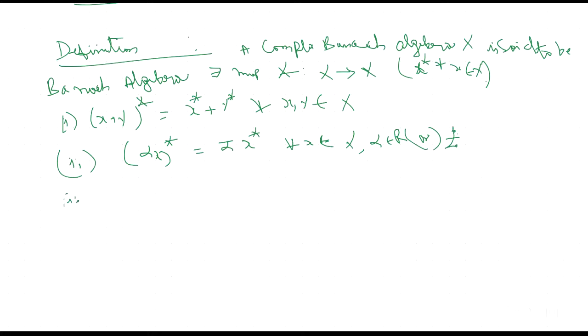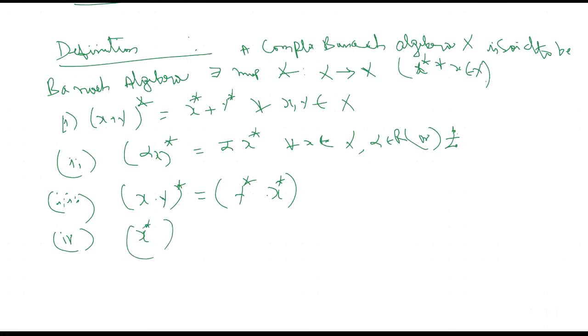Third property: (x into y) star equals y star into x star. Fourth condition: (x star) star equals x. Fifth one: star is the involution of x. x star is called the adjoint of x. If x equals x star, we check that.